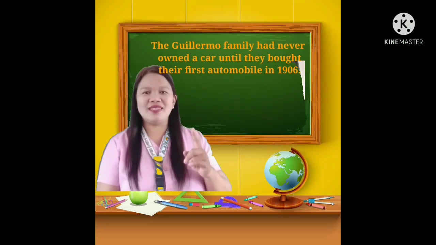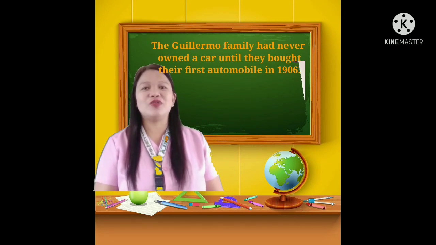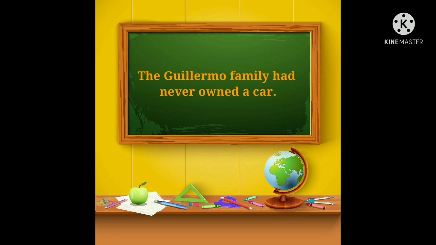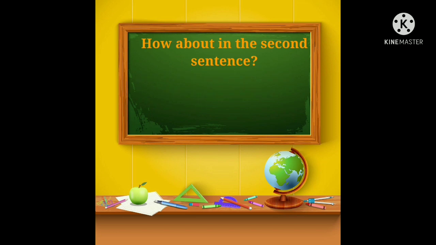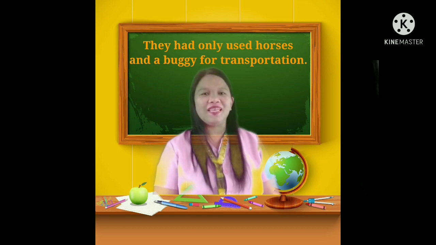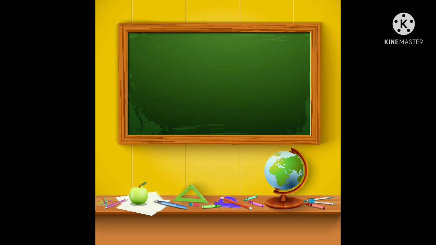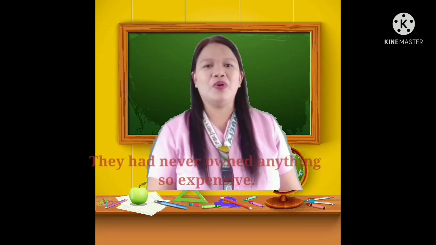Further study the sentences taken from the short story that we have read. Sentence number 1. Where is the part of the sentence that took place first before another event happened? Very good. The family had never owned a car. Exactly. They had used only horses and a buggy for transportation. In the last sentence, the part that indicates an event that took place first is they had never owned anything so expensive.